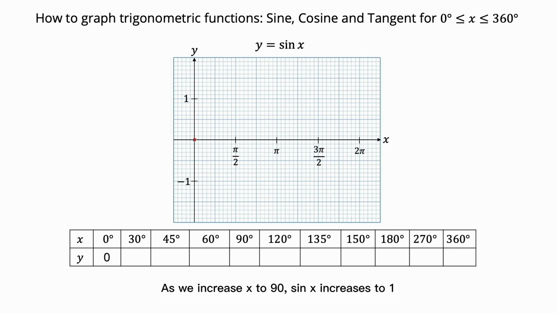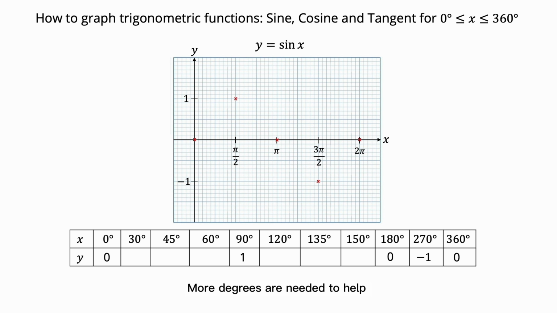As we increase x to 90 degrees, sine x increases to 1. As we increase x further, sine x decreases. It becomes 0 when x equals 180 degrees. It then continues to decrease and becomes minus 1 when x is 270 degrees. After that, sine x increases and becomes 0 again when x reaches 360 degrees.